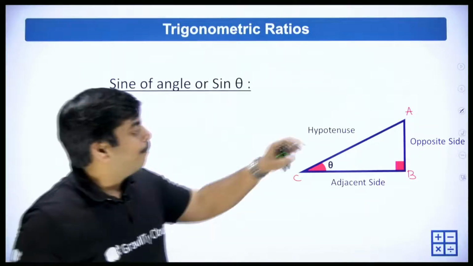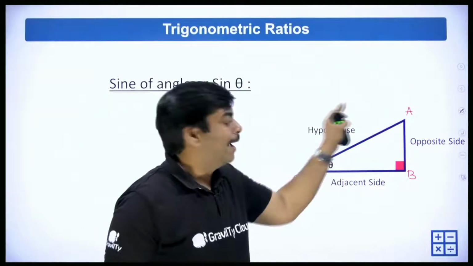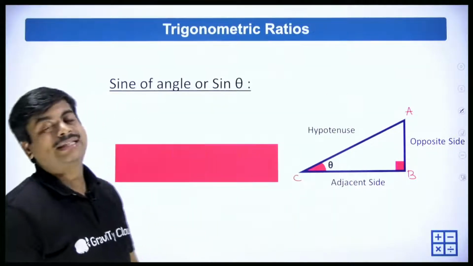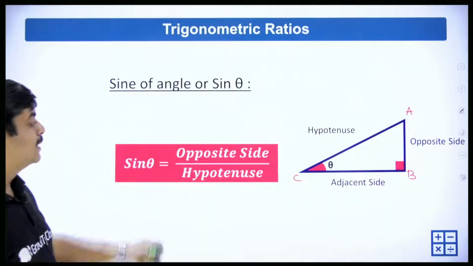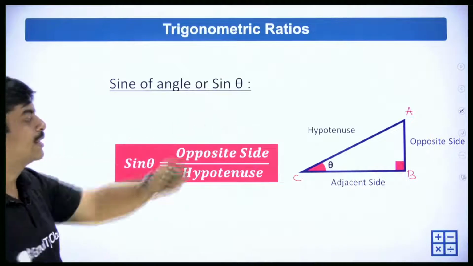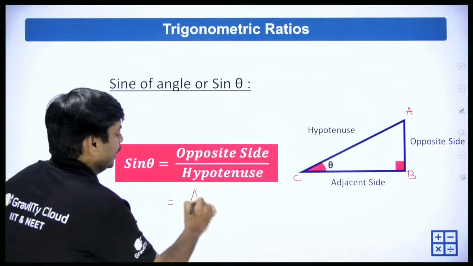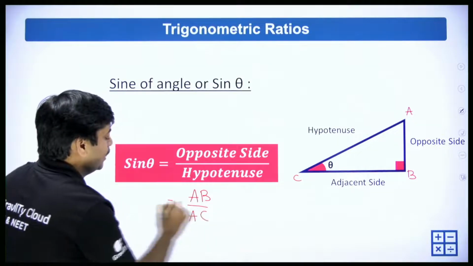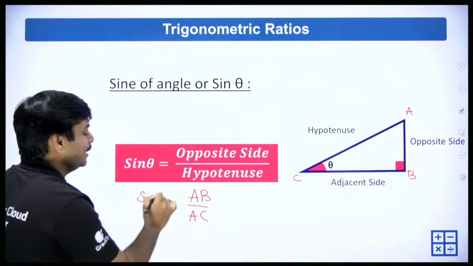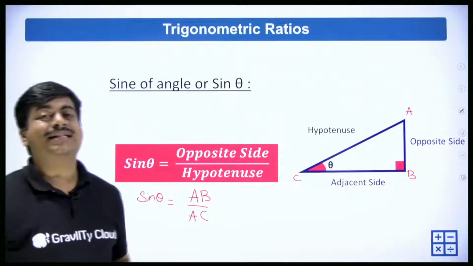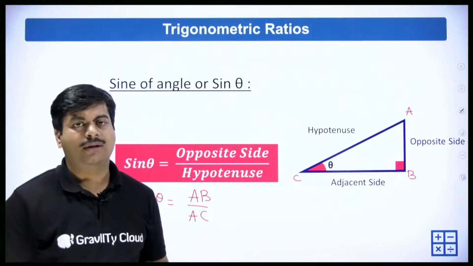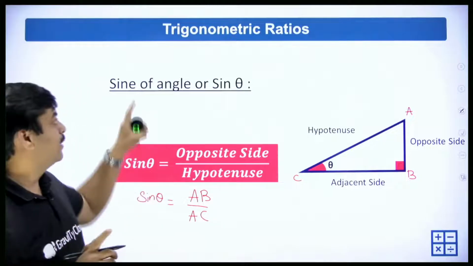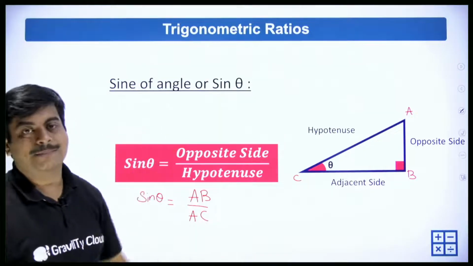The ratio of opposite side to hypotenuse, opposite side by hypotenuse, is called sine theta. What is opposite? AB. And what is hypotenuse? AC. So that is the ratio sine theta. We also say it is a trigonometric ratio or trigonometric function. The first one we have discussed is sine theta.